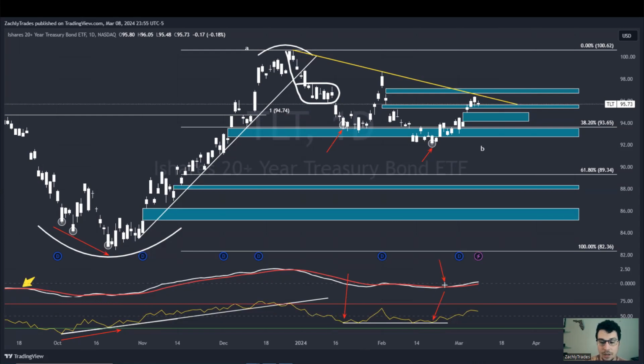Then we got a bullish crossover on the MACD right here. We had a very nice uptrend. And I mentioned, hey, above 93, I like TLT for some longs.